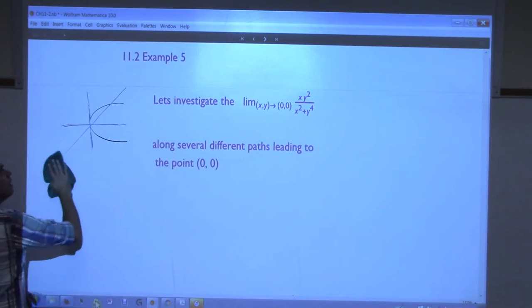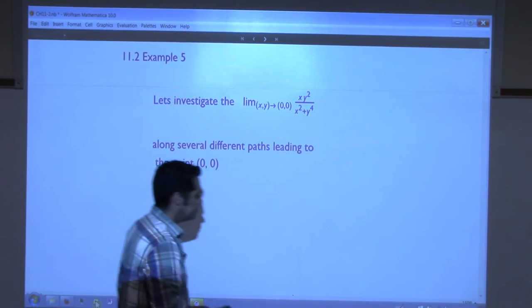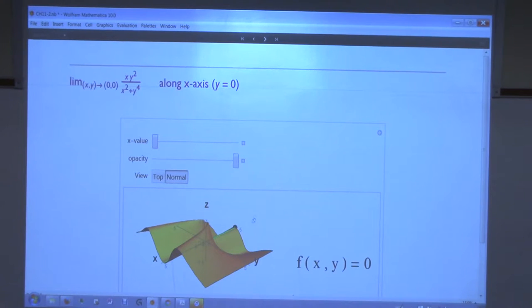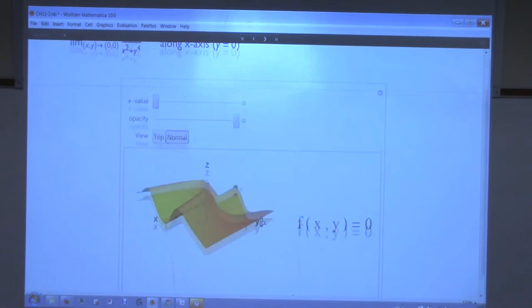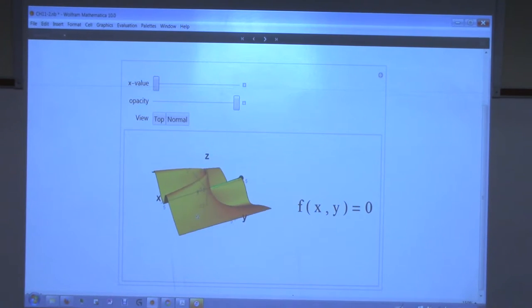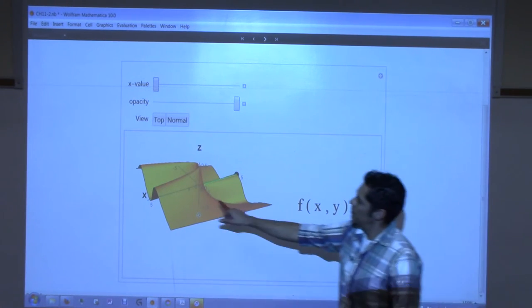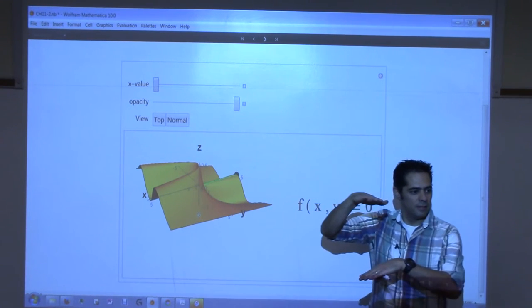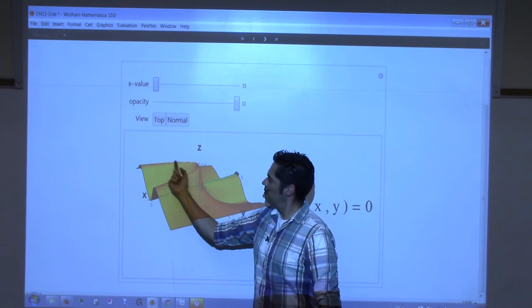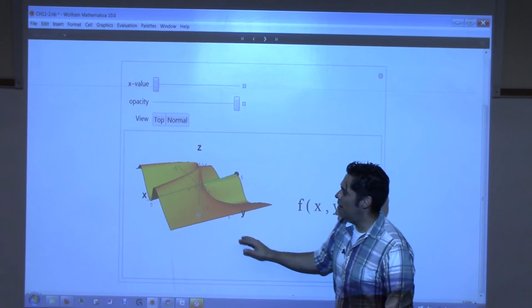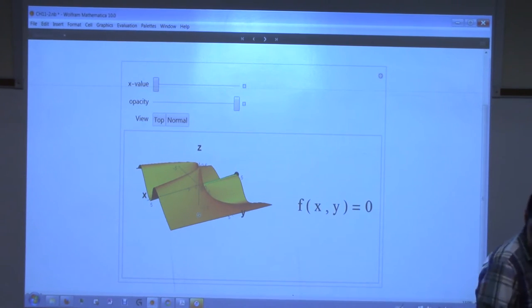We're good? I'm going to show you the picture of this one because it's pretty cool. There it is. Look at that top ridge. Can you see that top ridge? You're walking along that top ridge, you're up at 1/2. That's that parabola. But if you come in the y-axis or the x-axis, you're down at 0, even along the diagonal.